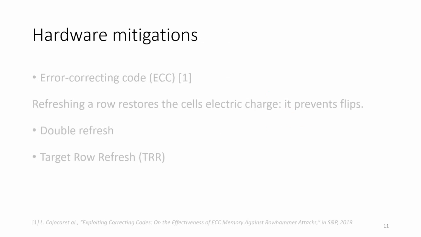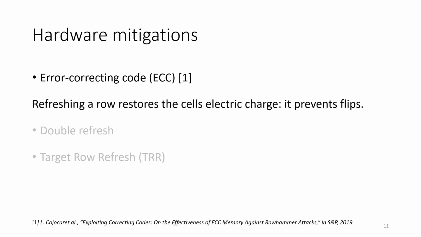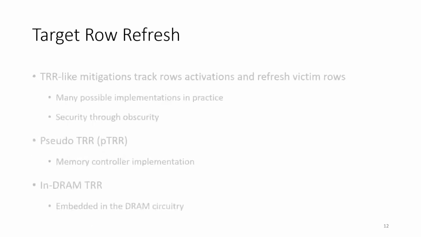The first hardware mitigation we can find in our systems makes use of error-correcting codes. ECC solutions have already been investigated in previous work. Other solutions exploit refresh commands, since refreshing a row restores the cell's electric charge, and it prevents bit flips from occurring in such a victim row. For example, some systems enable a double refresh frequency. However, such solutions have been widely investigated in the past, and it has been shown that they are not totally effective in mitigating row hammer. In this talk, we will focus our attention on the so-called target row refresh.